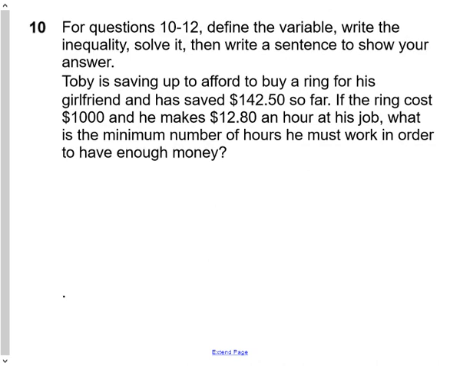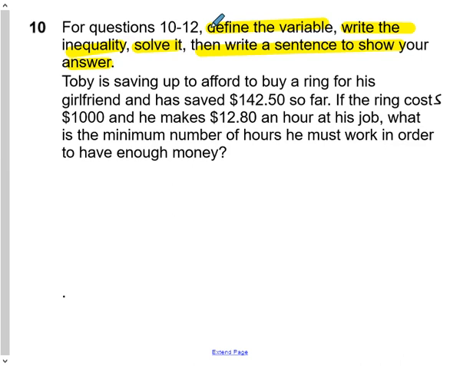For questions 10 through 12, it says define the variable, write the inequality, solve it, and then write a sentence to show your answer. So there's really 4 parts to doing each of these. The first question, number 10, says Toby is saving up to buy a ring for his girlfriend, and he has saved up $142 so far. If the ring costs $1,000 and he makes $12.80 an hour at his job, what is the minimum number of hours he must work in order to have enough money?